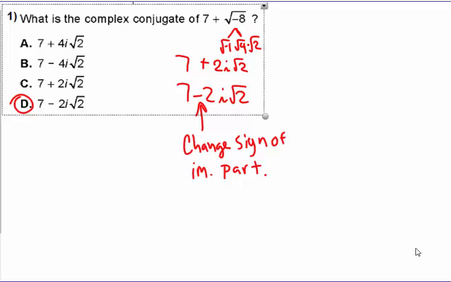Okay, so the first thing we need to do when we find the complex conjugate is change the sign of the imaginary part. So we need to simplify the square root of -8. We've got the square root of -1 times the square root of 4 times the square root of 2. So we can pull the square root of -1 out as i.